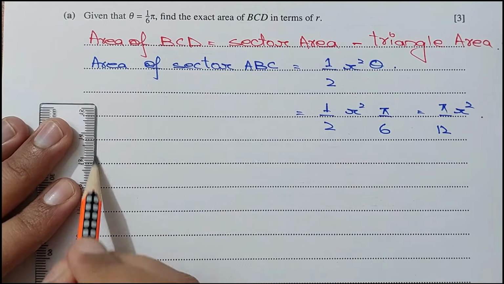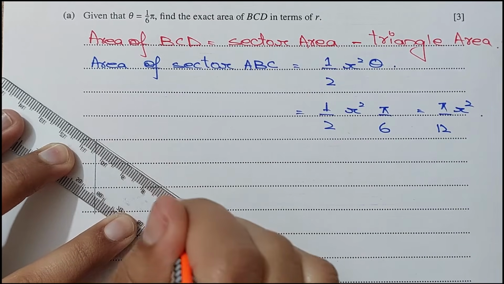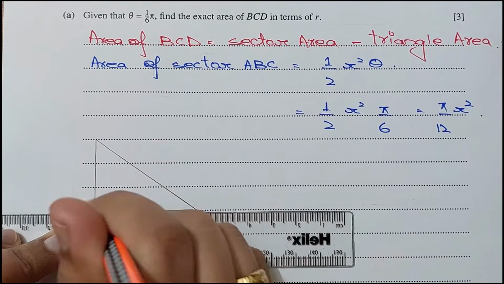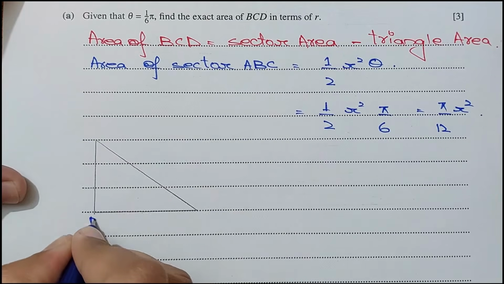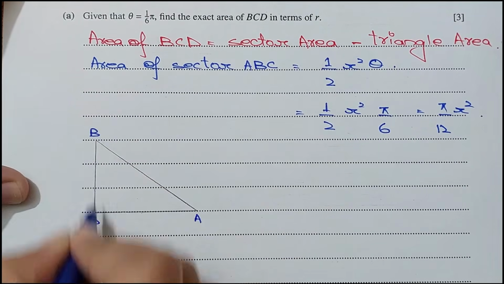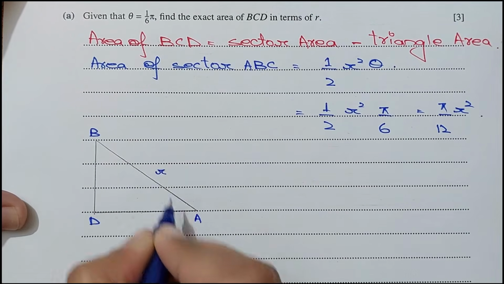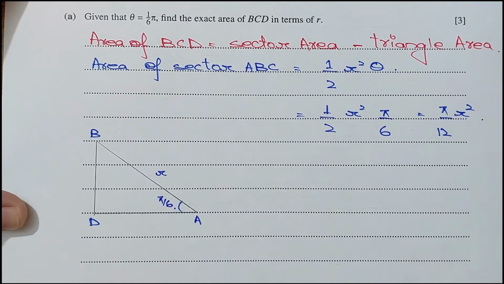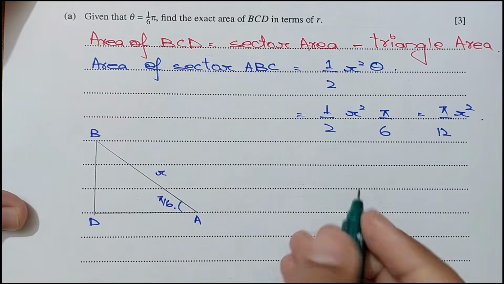So I have a right angle triangle over here, right? So the right angle is D, this is A, and the line is B. BD is perpendicular to this side, right? So AB we have given is R, and this angle is pi by 6, right? Now let me find the value of AD and BD, right?